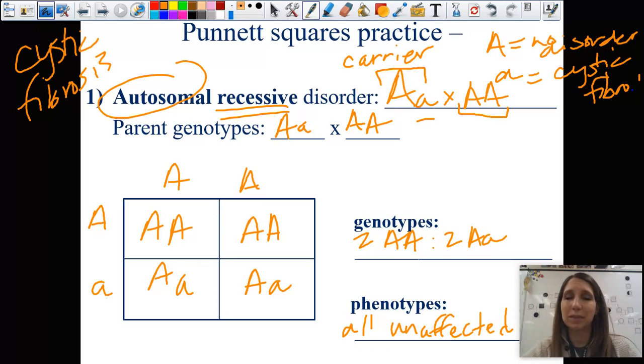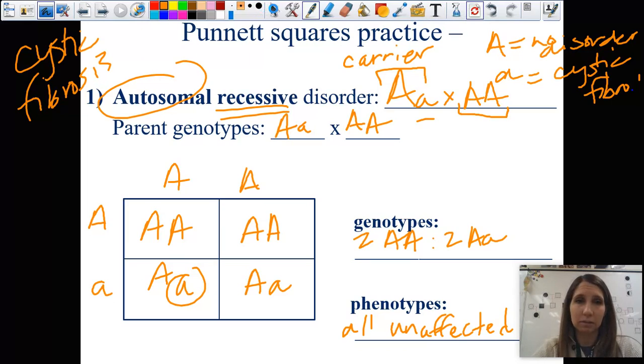So if you think about something that's autosomal recessive like this, to have a disorder would mean that you have to inherit 2 of these little alleles, which means both parents would have at least had to have been carriers. Now this is going to look different when I flip over and we look at autosomal dominant.